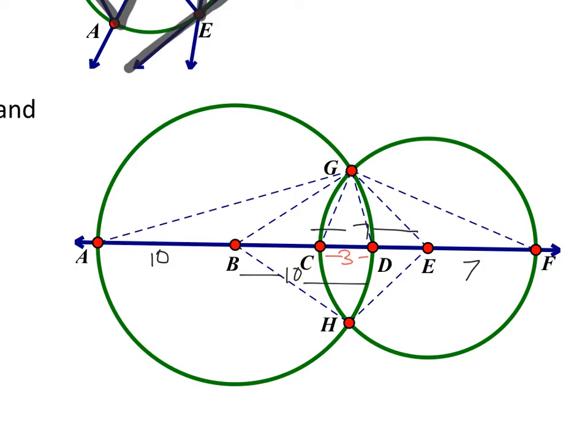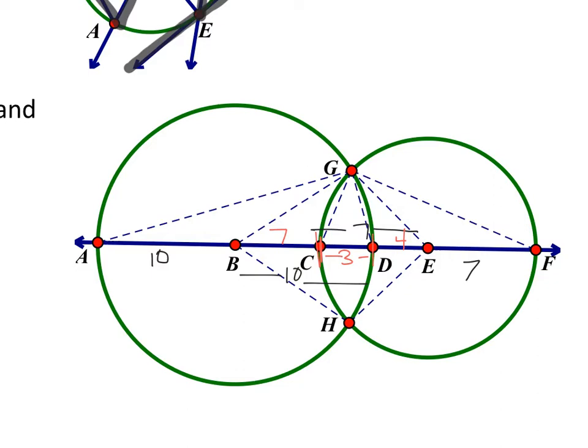And then if the distance between C and D is 3, then the other missing dimension must be 7 here, so that the 7 and 3 add up to 10. And then on the other side, if C to D is 3, then D to E has to be 4, so that that whole distance is 7.